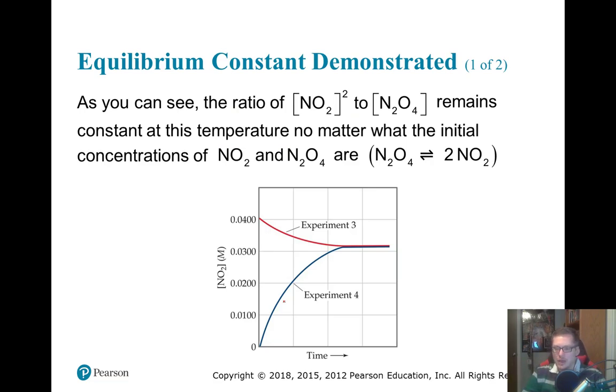So here we've got the same reaction we were talking about earlier, this dinitrogen pentaoxide reacting to form nitrogen dioxide. They've got two different experiments, one where they've started with different reactants. Here they started with only this in experiment 3, and then started with 0 of this in experiment 4. At this constant temperature, our equilibrium value is going to remain the same no matter what the initial concentrations of these two are.